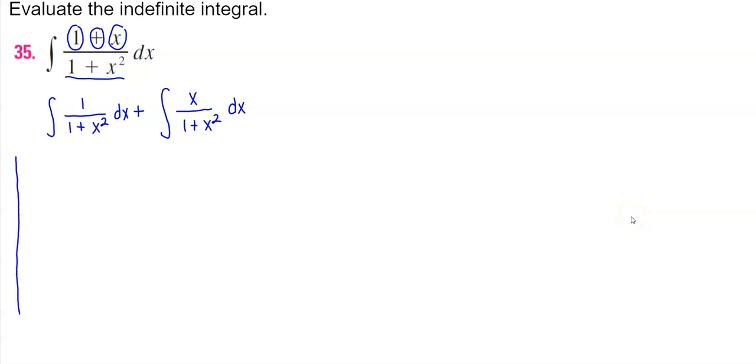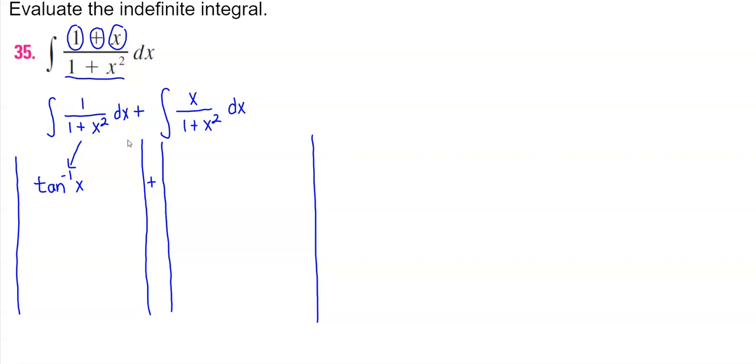So if we look at the very first one, this one right here, we don't need to do a u substitution because we already know the integral, or the antiderivative, of 1 over 1 plus x squared dx. Well, that represents tangent inverse x. Okay, and then we're going to add this second integral.